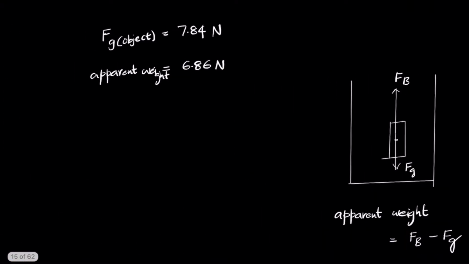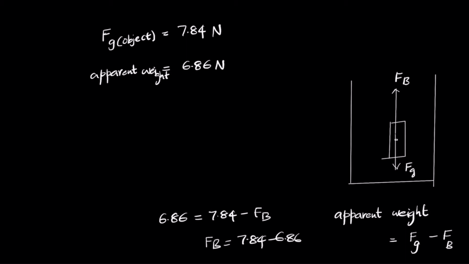Because the weight is actually higher, we have to take into consideration that this is actually FG minus FB. So apparent weight is given as 6.86 Newton, which is equal to FG, 7.84, minus FB. So FB becomes 7.84 minus 6.86. So that becomes 0.98 Newton. So the force of buoyancy is 0.98 Newton.